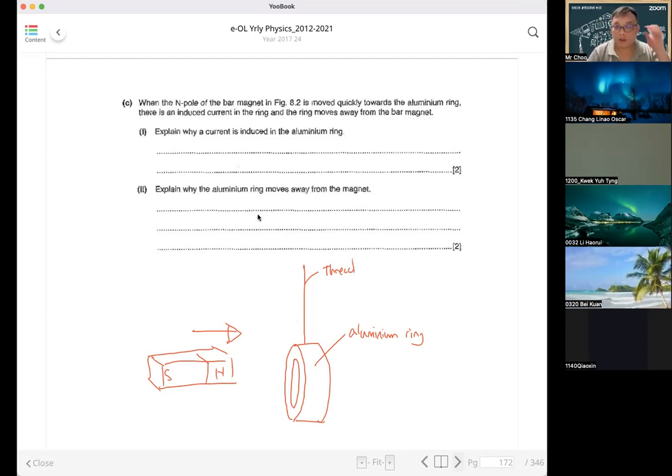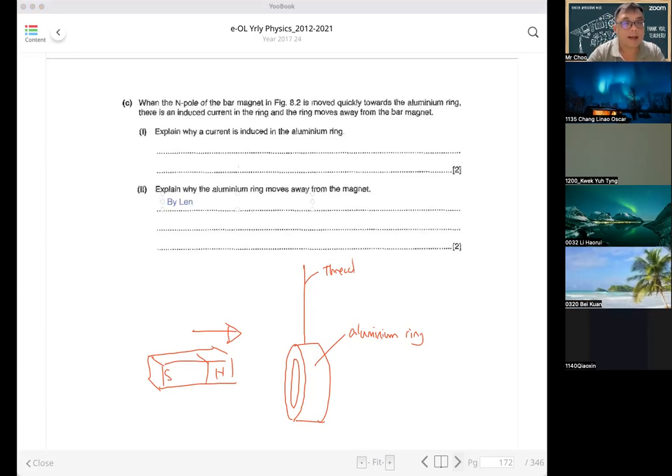Okay, for part one, I will not mention. Can everybody share your part one answer? Okay, everybody share your answer. I will not type it out anymore. Okay, I'll do part two answer. So why does this aluminum ring move away? Okay, why does it move away? So as you move the magnet towards it, what happened?